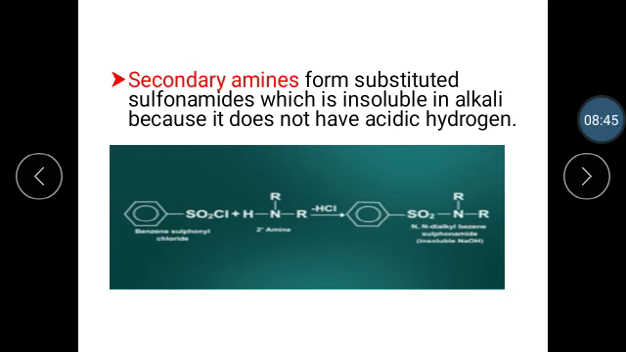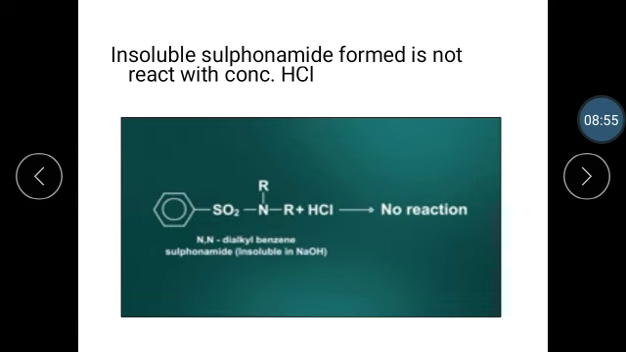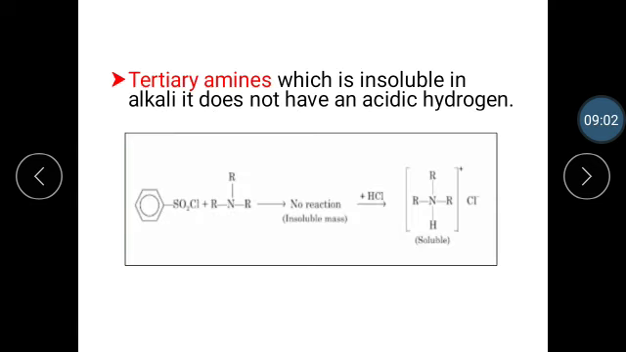Secondary amines form substituted sulfonamide, which is insoluble in alkali because it does not have acidic hydrogen. This insoluble sulfonamide does not react with concentrated hydrochloric acid; there is no reaction. Tertiary amines are insoluble in alkali, as they do not have acidic hydrogen. Then add a small quantity of concentrated hydrochloric acid to test tube C. Insoluble amines react with HCl to form soluble ammonium salt.